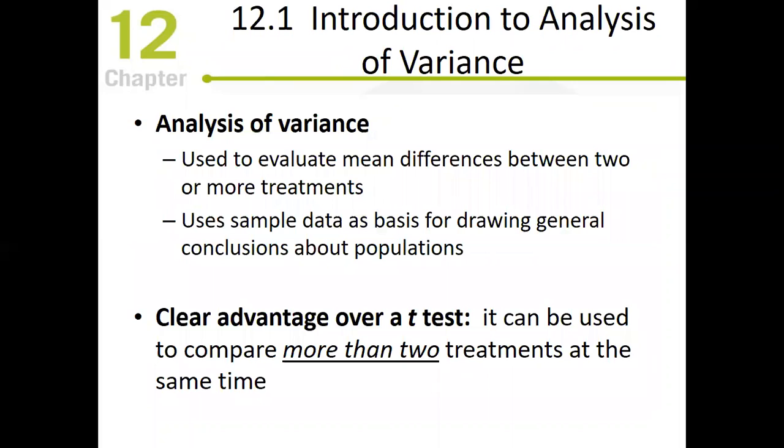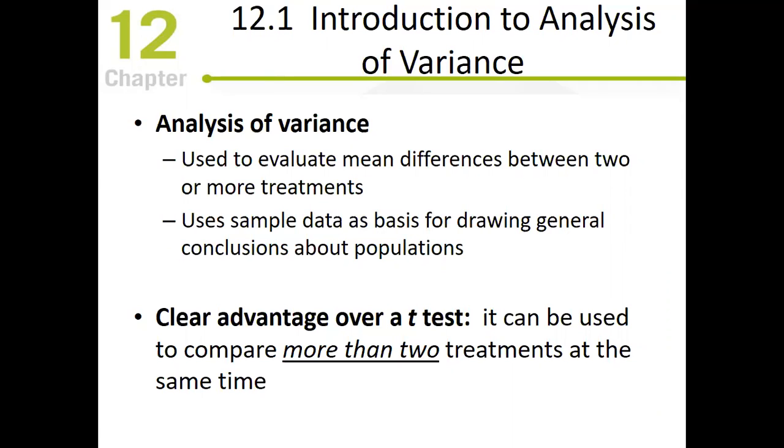Okay, so let's look a little bit more at the ANOVA. The ANOVA is most commonly used when we're trying to evaluate mean differences between two or more groups. We may have 3 or 4 groups in a study, and we want to see if those groups are different from one another. We will be using sample data, and the goal, as usual, is to draw a conclusion about the larger population. The clear advantage, the reason that the ANOVA exists, is because it allows us to compare more than 2 groups at the same exact time.